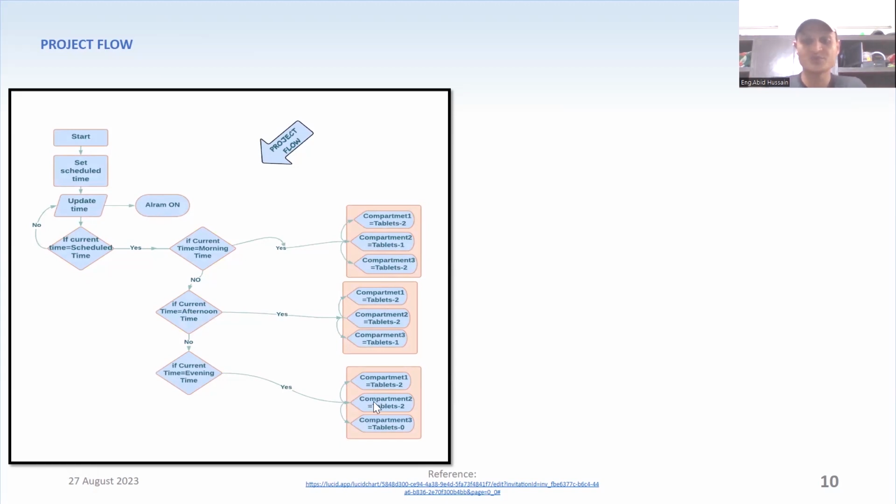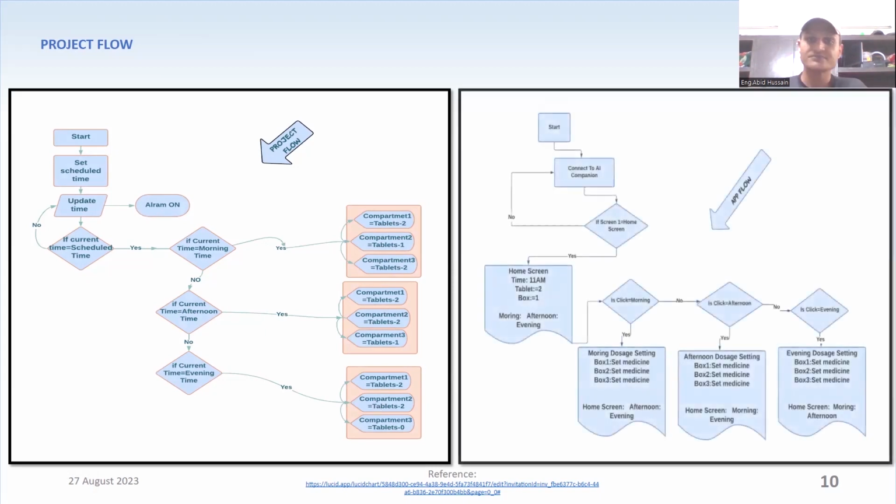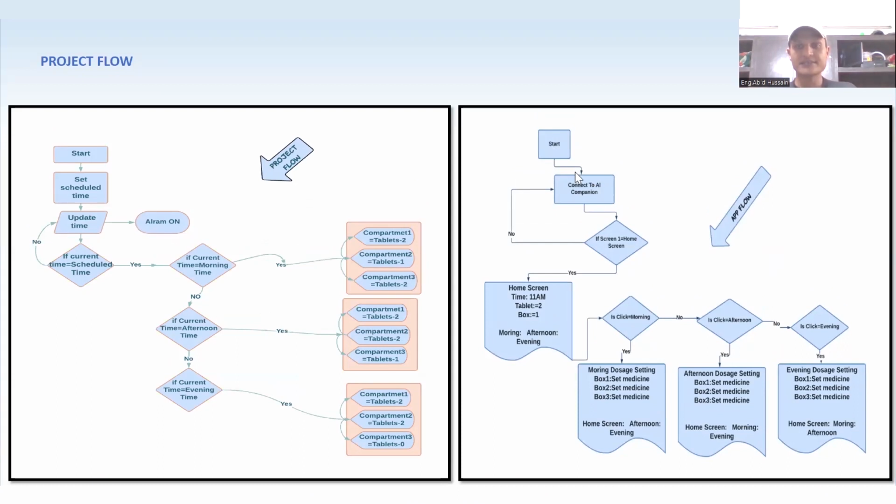And now let's move to the flowchart of the software, or we can say the Android app. Here it starts, and initially it will connect with the AI companion. Then it will check the first condition: if screen 1 equals home screen, if yes, then it will move to the home screen. Here it will show the real-time update.